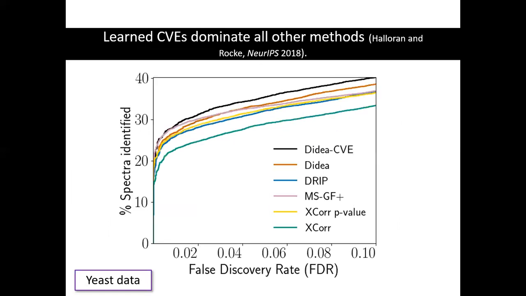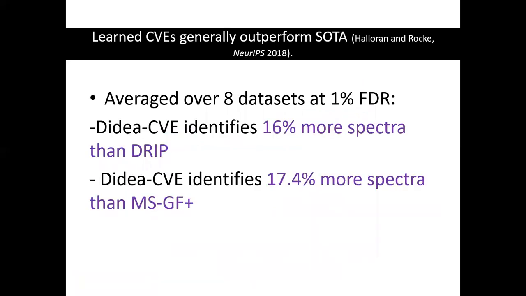And most importantly, when we switch to another data set, this trend of improved performance accuracy continues. So DIDEA trained using CVEs is significantly more accurate across the board. And if you go back to our NeurIPS 2018 paper, we actually had far more data sets than this. We had 8 data sets in total.